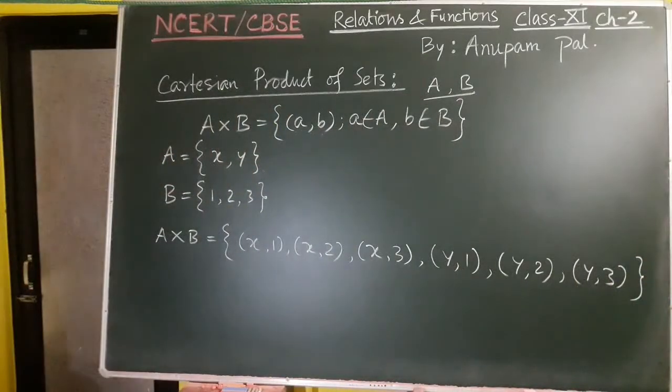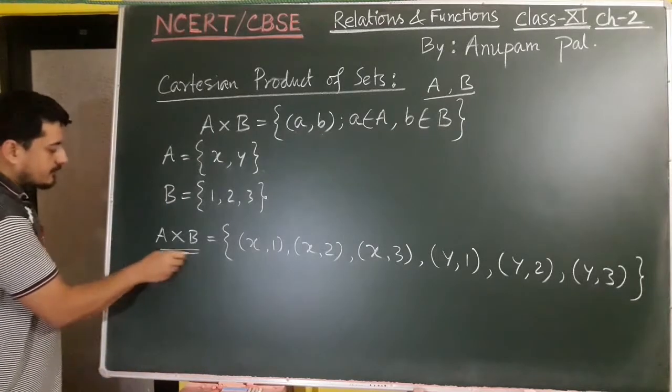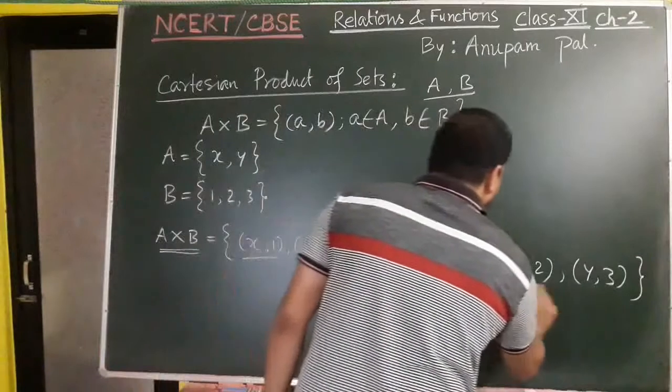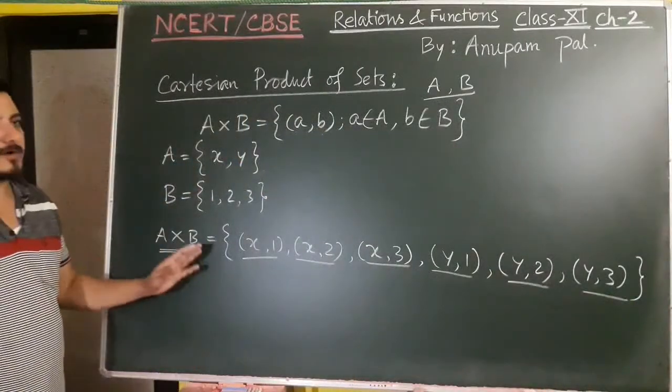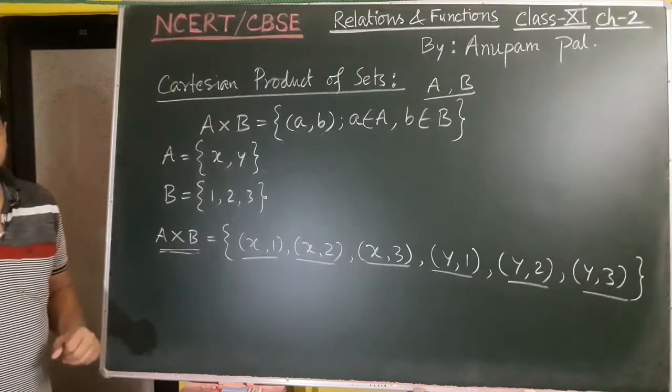So it goes on like this. Now you can see how many ordered pairs there are in this cross product. So you have 1, 2, 3, 4, 5, 6. So you have a total of 6 ordered pairs in the cross product of these two sets.